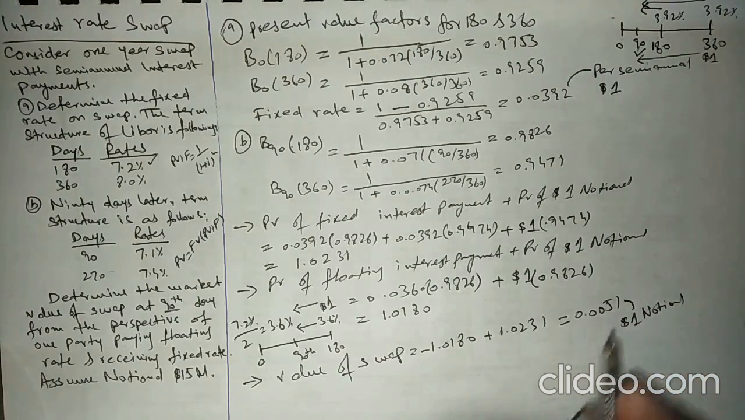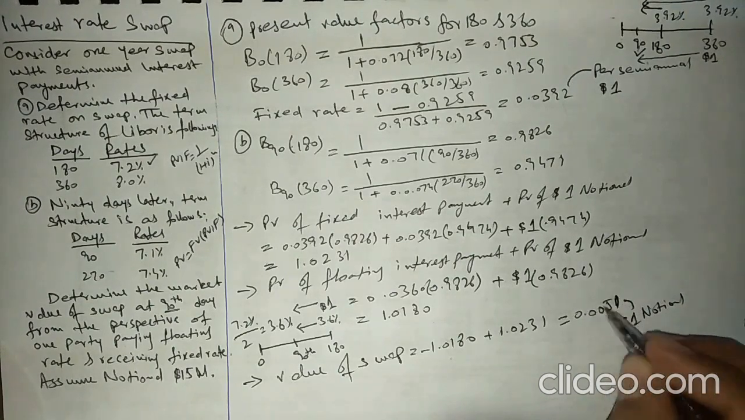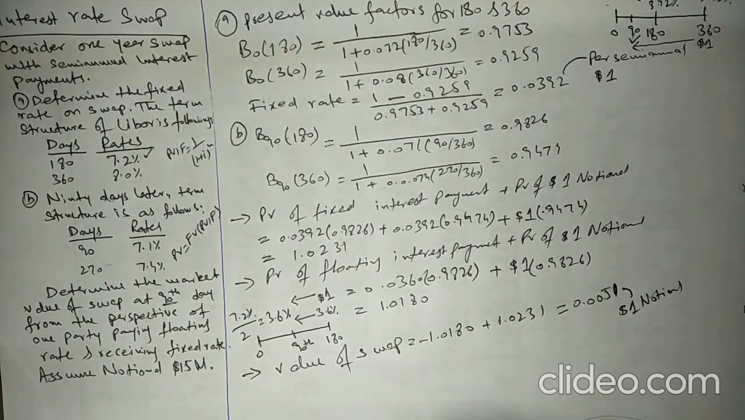Normally we do all calculations on the basis of $1 notional principal, and if this value is positive, it means that the swap is profitable, and if this value is negative, it means that in simple words the swap agreement is in loss. So now at the last, the question says to assume a notional principal of 15 million. We have done all calculations on the basis of $1 notional.